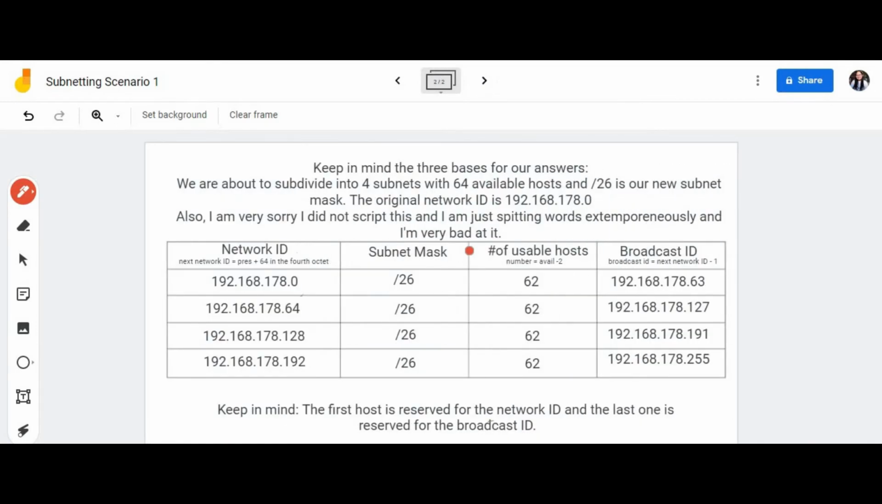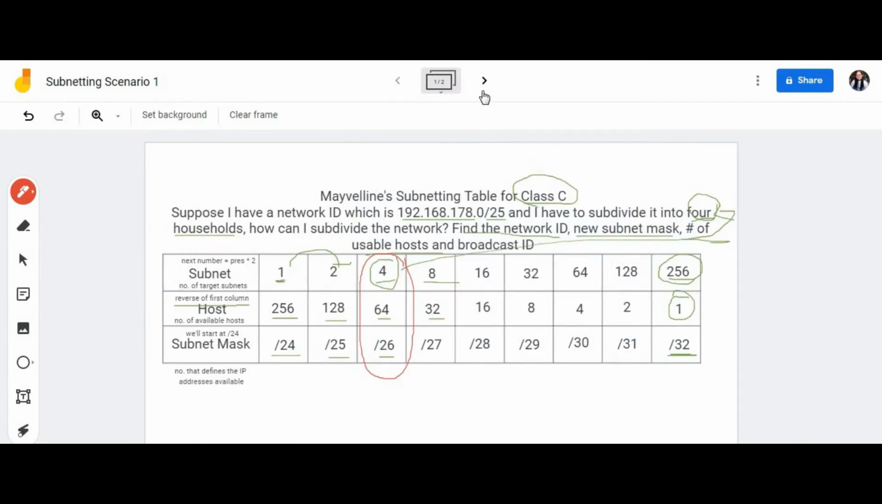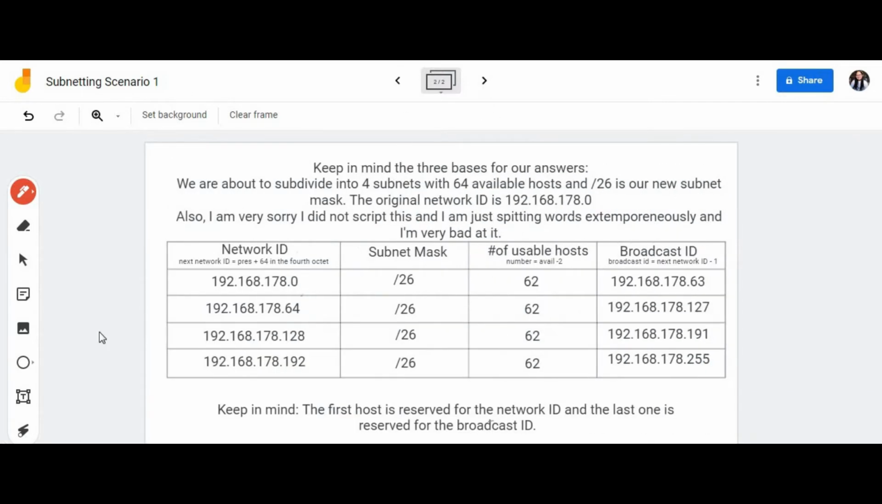What is our end product now? So our end product now is that we have our subdivision at our target subnet, which is 4. We just basically encircle it in red. And the number of available hosts for the subnet of 4 is 64. And the new subnet mask that we will use now is /26.